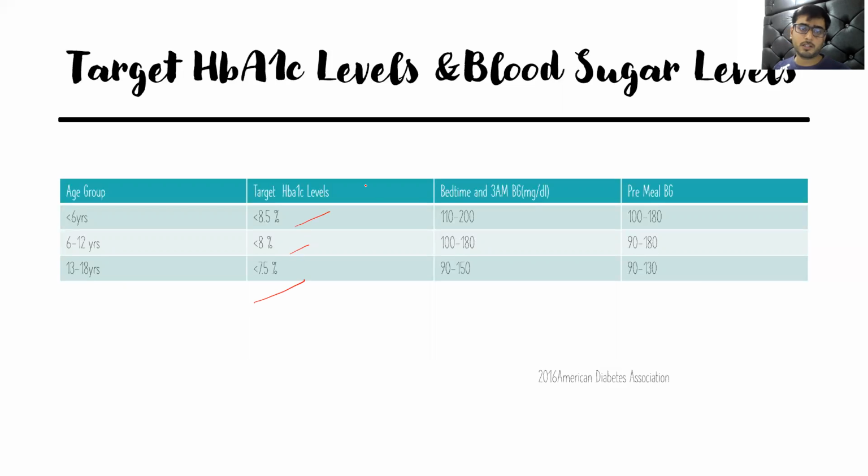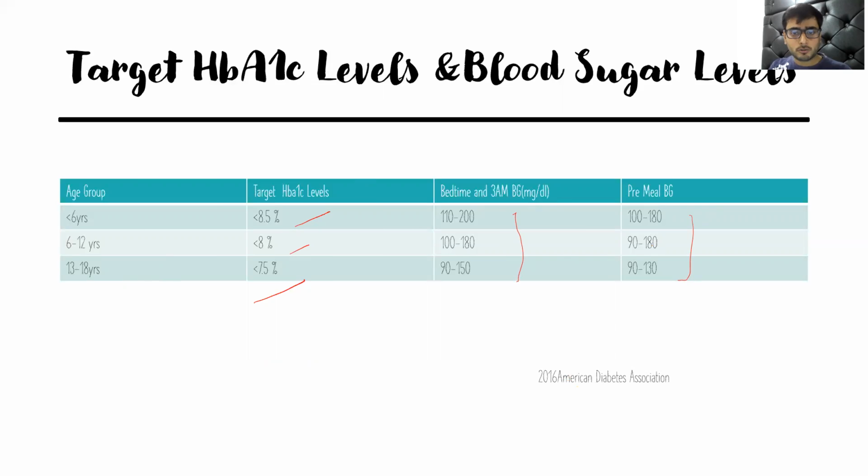HbA1c tells us how well the blood sugar was controlled over the previous 3 months, and our target should be based on keeping HbA1c levels like this. And these are the bedtime and 3 a.m. blood sugar targets, and these are the pre-meal levels. This is as per the 2016 American Diabetes Association, and we should try to follow this.